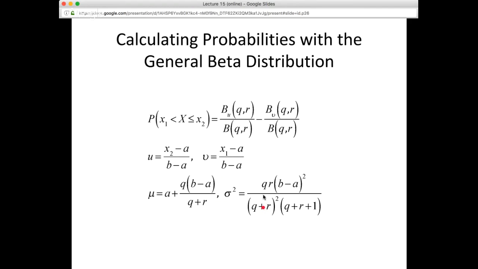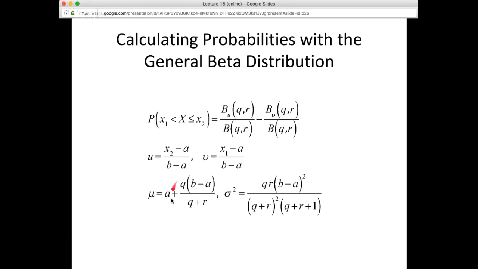And this is basically from the class notes showing exactly the same thing. Here's our probability, given by the beta distribution, that the random variable is going to take on values between x1 and x2. And again, that's just going to be the difference between the CDF evaluated at x2 minus the CDF evaluated at x1.